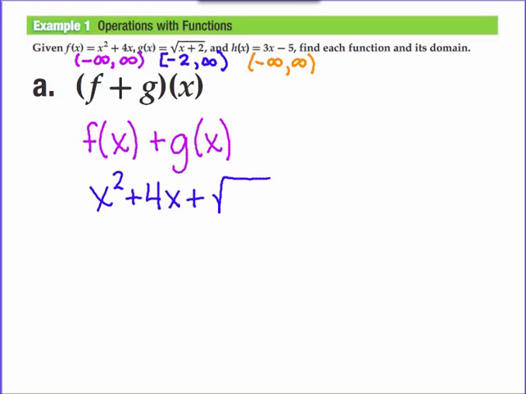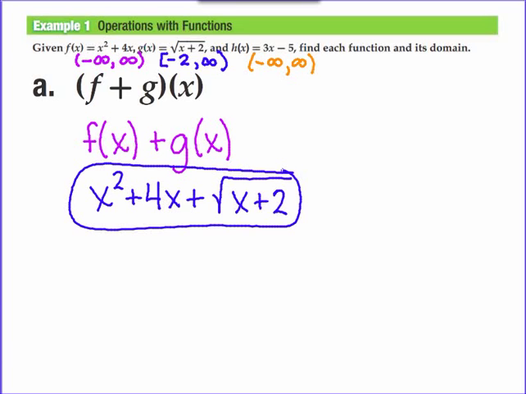G of x equals root x plus 2. So that's fairly easy, right? That's part of your answer. The second part of your answer is now finding the domain of the new function. So what the domain is the intersection of these two.